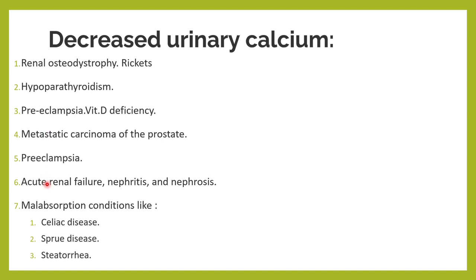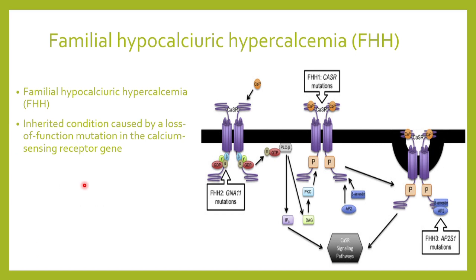If there is any problem with absorption, like in celiac disease, sprue, steatorrhea, etc., then there can be less calcium in the patient's urine. So this was familial hypocalciuric hypercalcemia, where the patient has a defect in the calcium sensing receptor gene mutation.